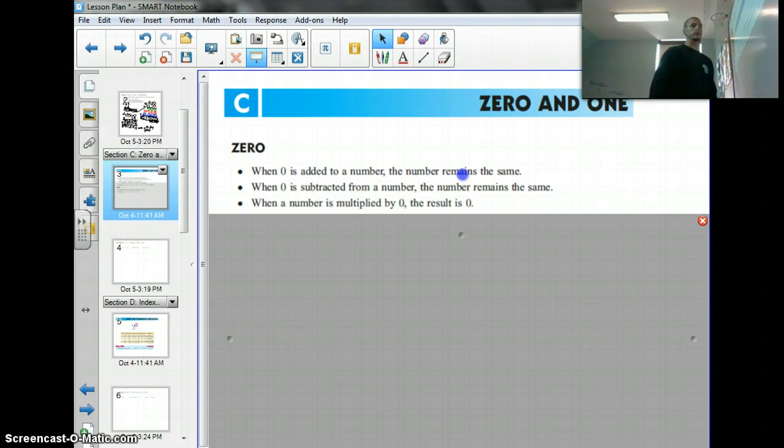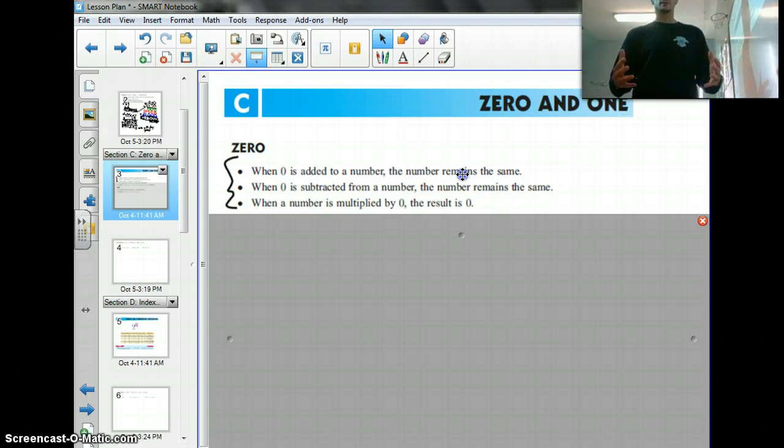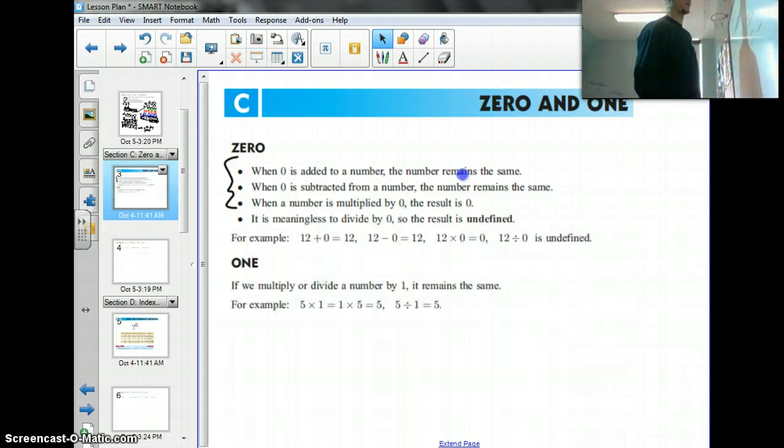Where it gets a little tricky is when you multiply. So if I take any number and I multiply it by 0, what's it equal? 0. Okay? So it always equals 0. These three right here, I think we're pretty confident. I'm confident in you guys right now, before having done this section at all, knowing these answers. Where it gets tricky is the last little part.